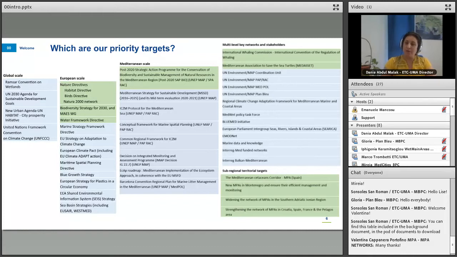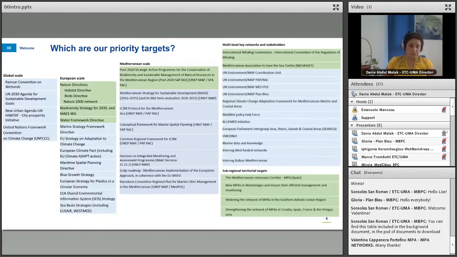And together with some of your projects, we will go into strengthening the network of MPAs in certain areas, such as Croatia, Spain, France, and Belarus. And this has been coming from one of the projects in this phase, the MPA networks, that will be focusing on that. And we will be supporting from our side also this clear objective to us.